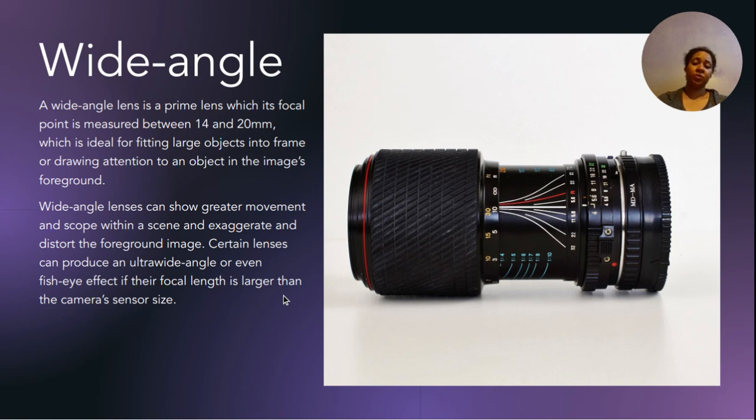Be warned that it does make the image much smaller and distorts the size of the image itself, because it gives like a fisheye effect. The focal length is much larger than the camera's sensor size, which is why you get that fisheye effect. So I will show you now what it looks like.